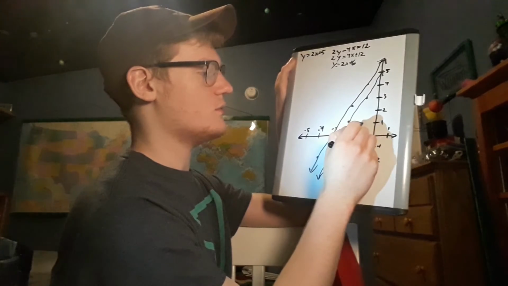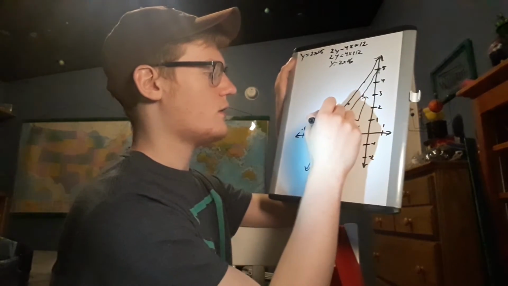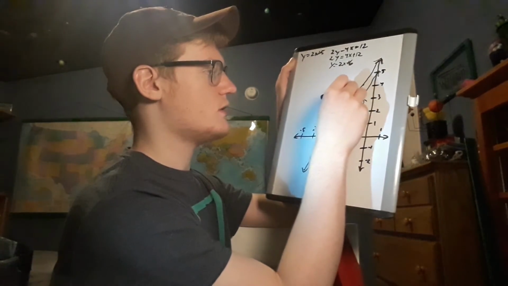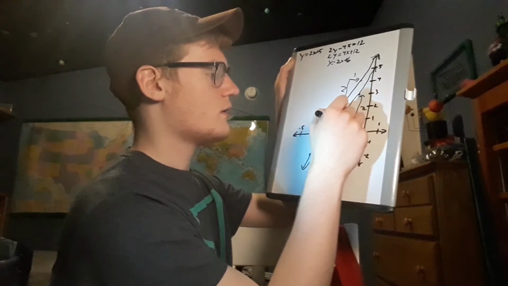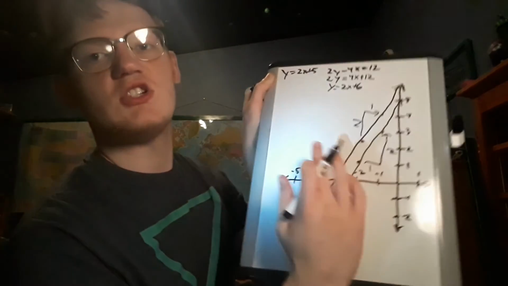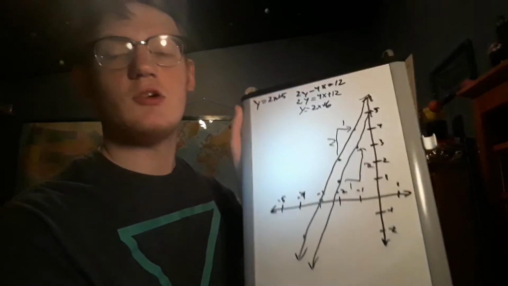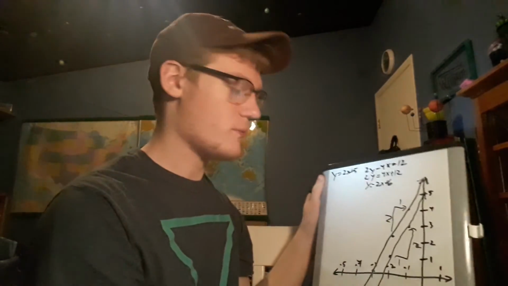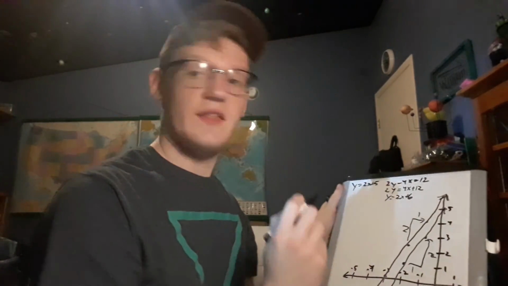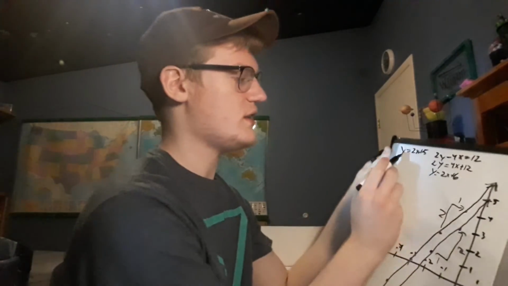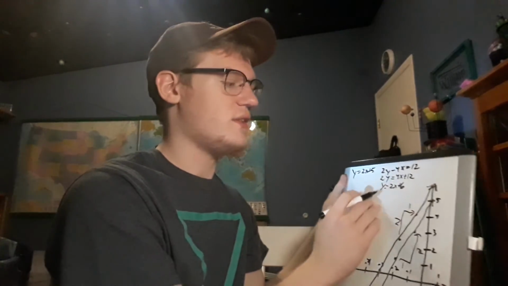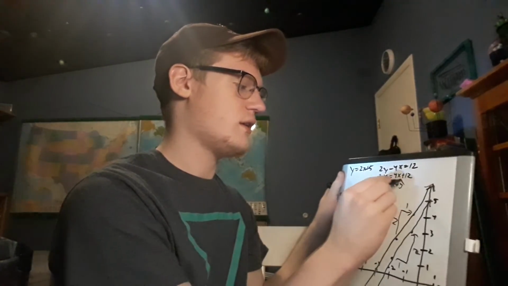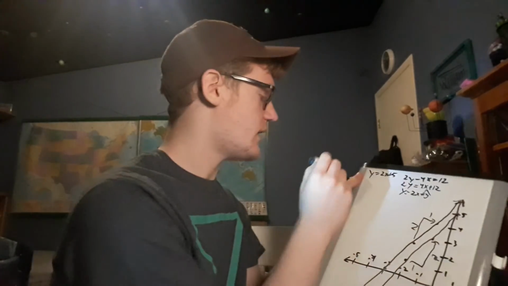Because for every one we go over, we go up 2, and to the right 1. So this separation distance stays the same no matter how high up we go. And that is why this system of equations doesn't work, and why the previous one works too well, you could say.